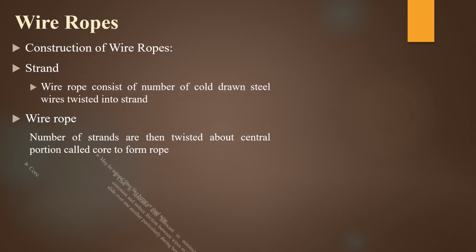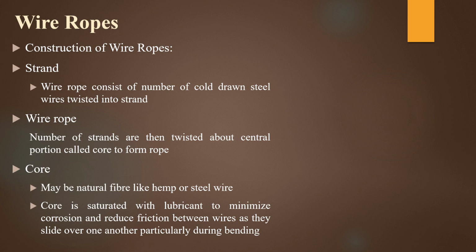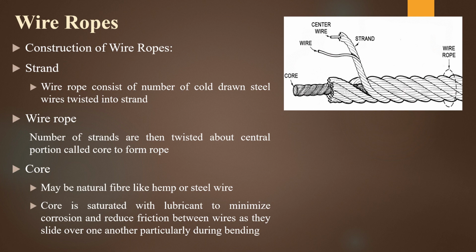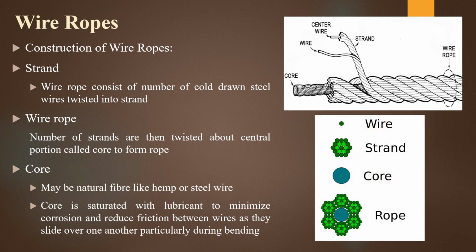First of all, we will see construction of wire ropes. Wire ropes consist of three parts, that is strand, wire rope and core. In right hand side you can see all the parts. First, strand. Wire rope consists of a number of cold drawn steel wires twisted into strand. Number of strands, usually 6, 7 or 8, are then twisted about central portion called core to form rope.